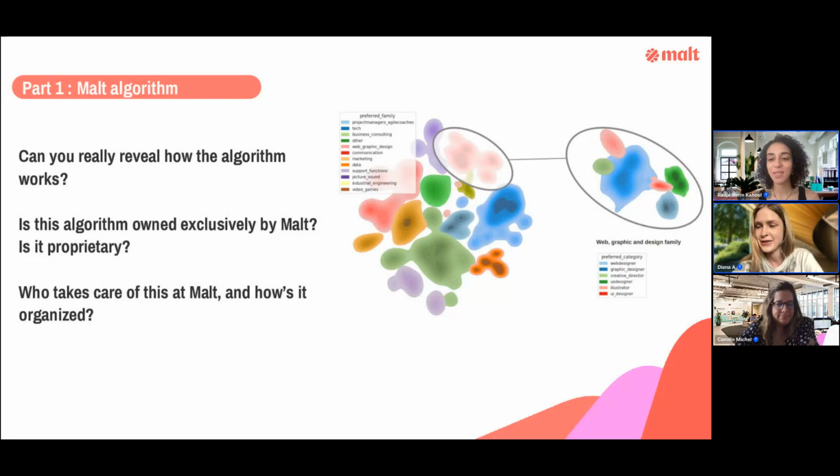Yeah, I wanted to clarify because I saw some questions in the chat. Why is the algorithm important at Malt? Indeed, at Malt, you don't see the list of projects that are posted by clients. You don't apply by yourself. So it's all matching. We believe it's a key value and it has worked so well until now.